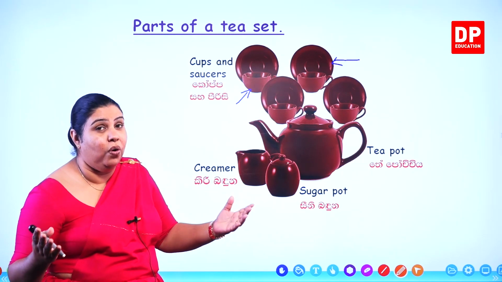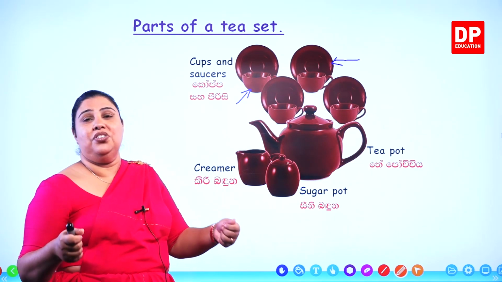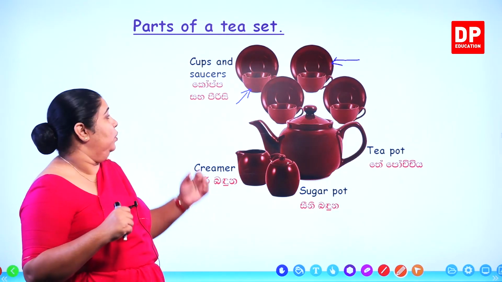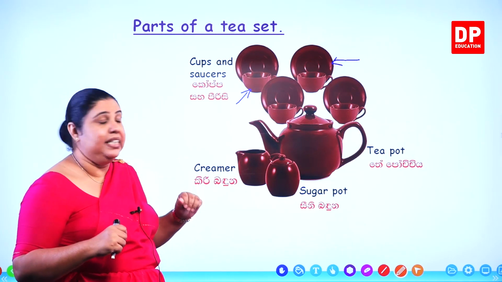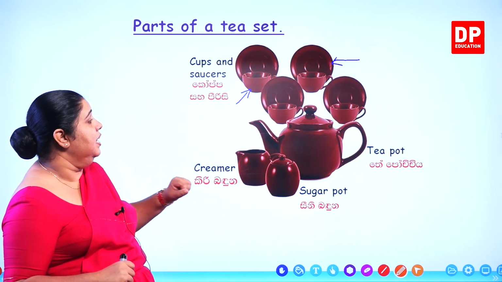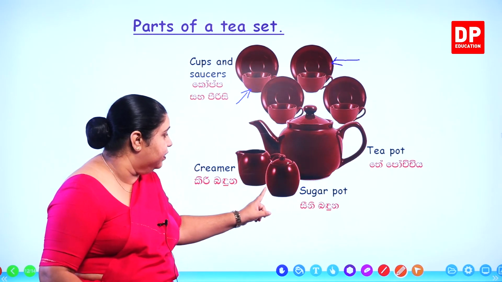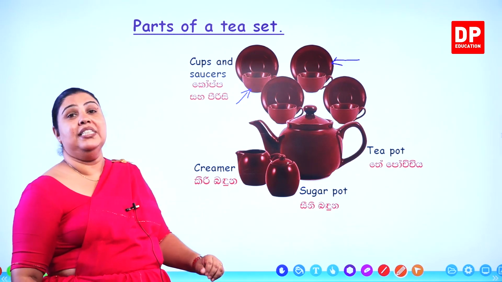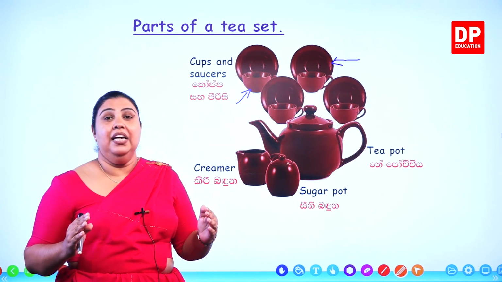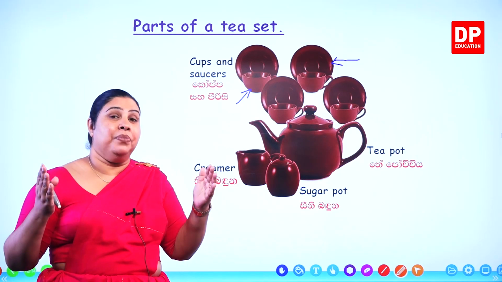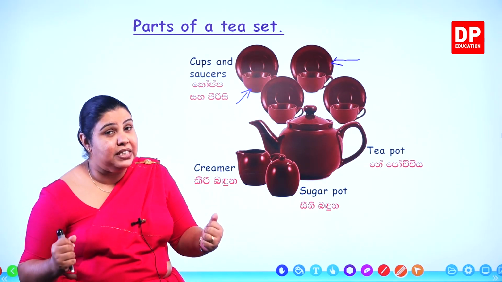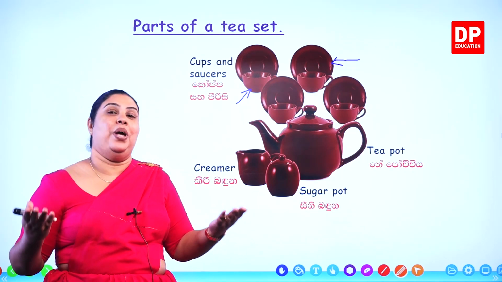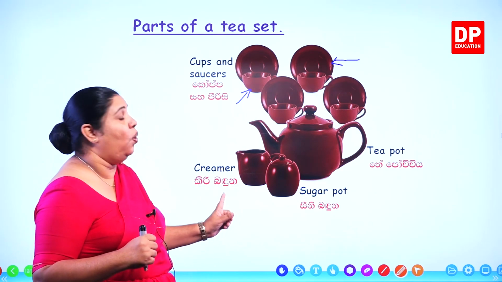So you have to bring all those things together nicely on a tray, and then you can serve the person whom you want to serve a cup of tea. So these are the parts that you have in the tea set. We have the cups and the saucers, we have the teapot, then we have the sugar pot, and then we have the creamer. So we can use all this and serve a cup of tea in a very pleasant way, in a very neat and nice way, so that that person who is going to have the cup of tea will have a happy heart to have a cup of tea. So this is what we call a tea set.